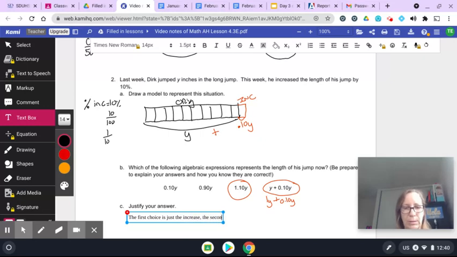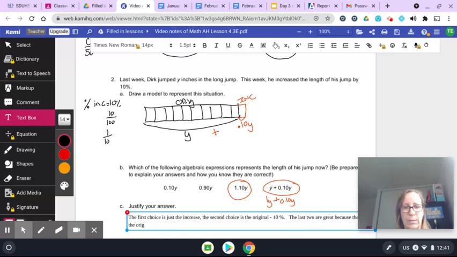The second choice is a decrease of 10%, is the original minus 10%. The last two are great because they have the original plus 10%.